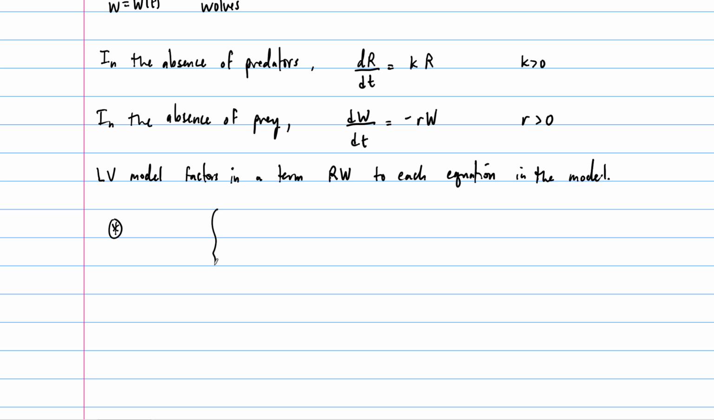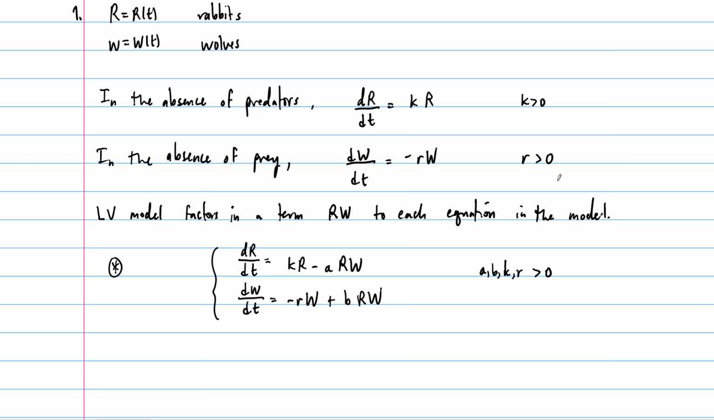And so we now have two differential equations. They are that dR/dt, the change in the rabbit population with respect to time, is equal to k times R minus lowercase a times RW. And then dW/dt, the rate of change of the wolf population, is minus little r times W plus b times R times W. In this scenario, all of these constants, k, a, r, and b, are positive. This is called the Lotka-Volterra population growth model. So that's step one. We now have the model.